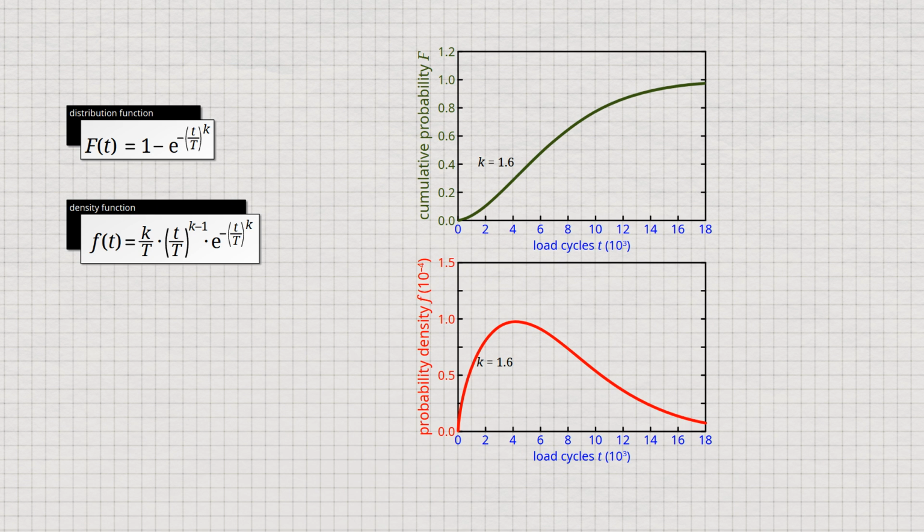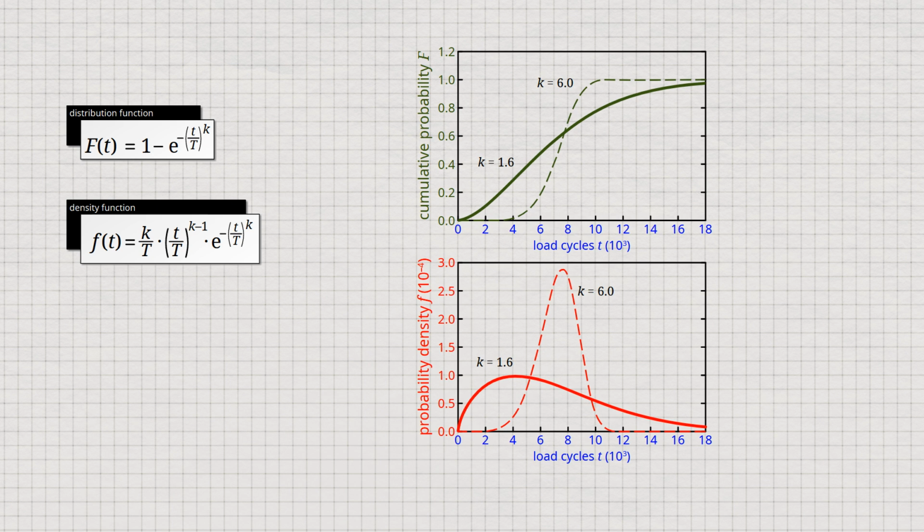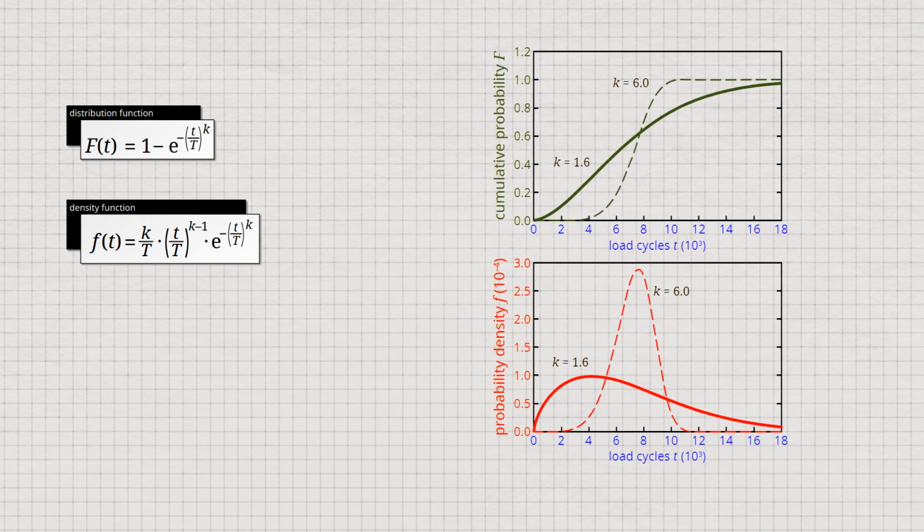Compared to the Weibull distribution with a shape parameter of 1.6, the dashed curves show a failure behavior with a Weibull modulus of 6.0. It is immediately apparent from the probability density distribution that the specimens fail in a much narrower range. The load cycles to failure are therefore less scattered in this case. The dispersion of such values is described by the average deviation from the arithmetic mean.